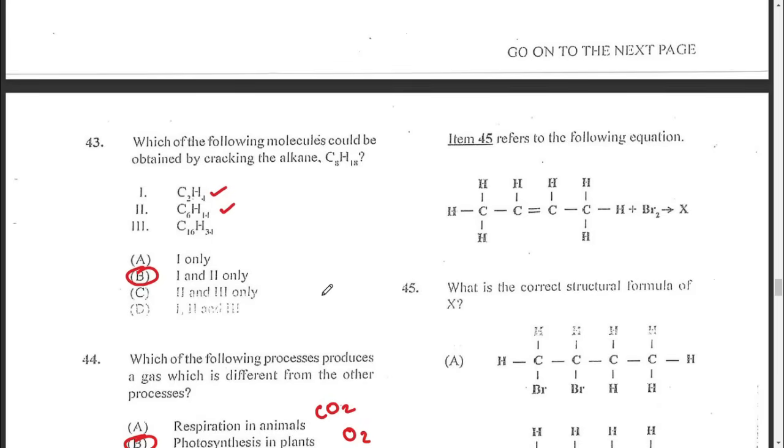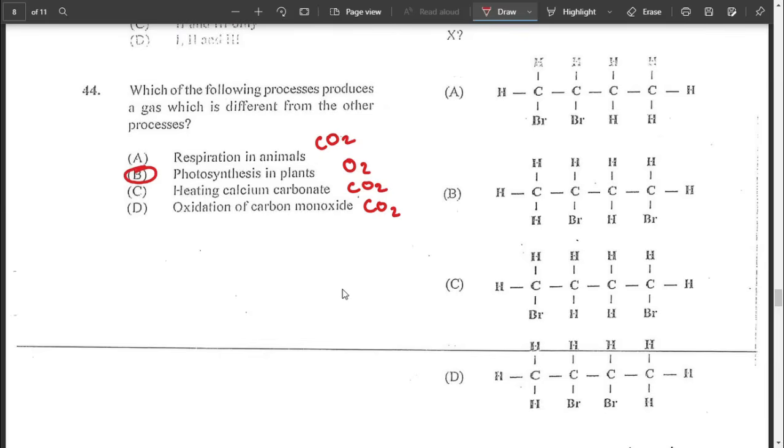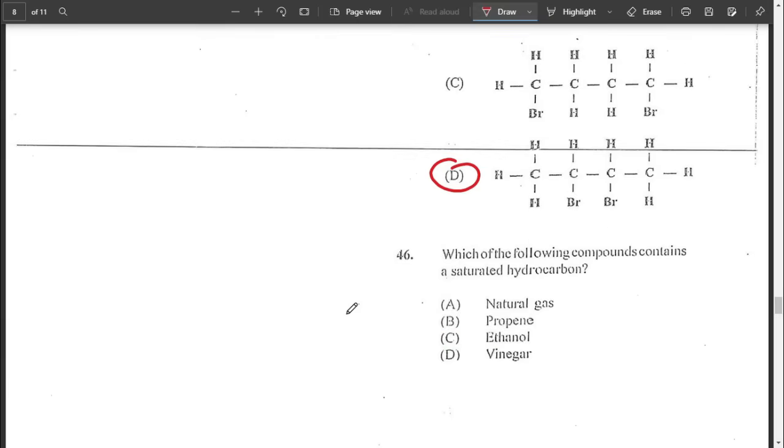Item 45 refers to the following equation. Alright? Now, what is the correct structural formula for X? So the Br2 will be added across the double bond. So we should get a 1,2-dibromobutane, dibromobutane, which is D. Since the double bond was in the middle, that's where the atoms should be added.